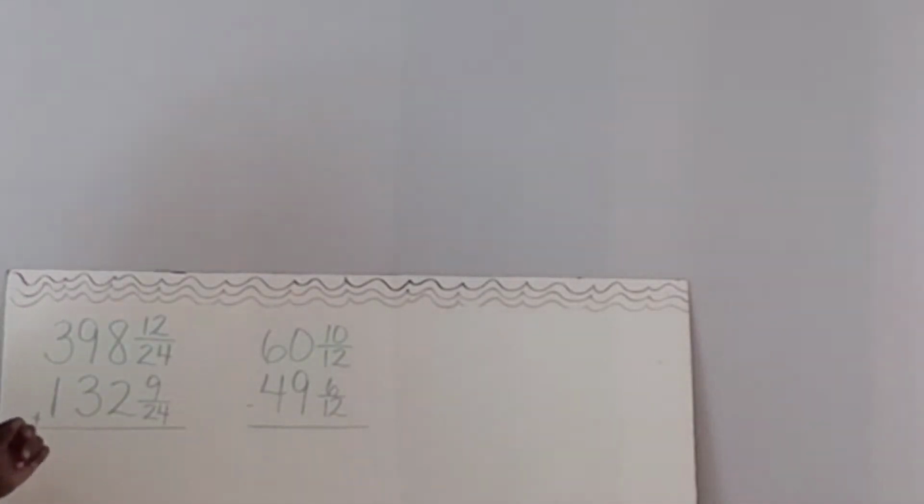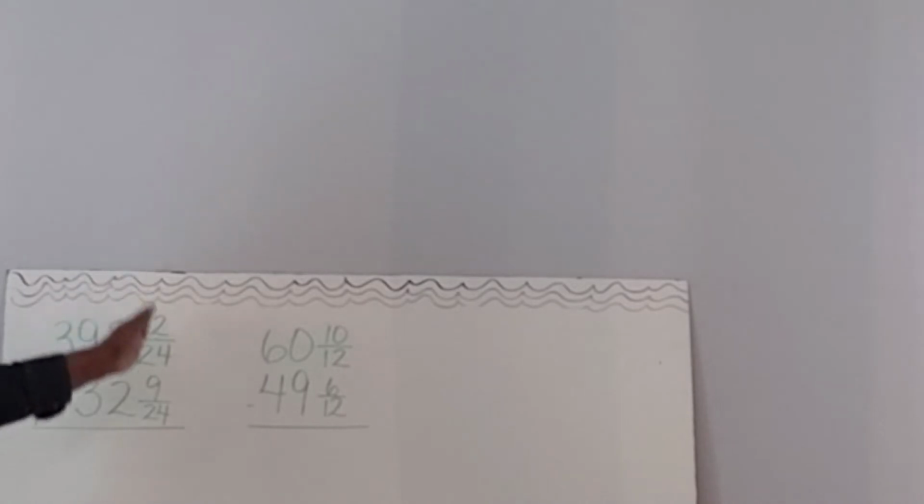But we're going to be working on some, sorry, try to get this so you can see it. There we go. That's better. Working on reviewing, adding and subtracting our mixed numbers. So remember, when we have our mixed numbers, we always do the fraction side first. So this is 398 and 12/24 plus 132 and 9/24.